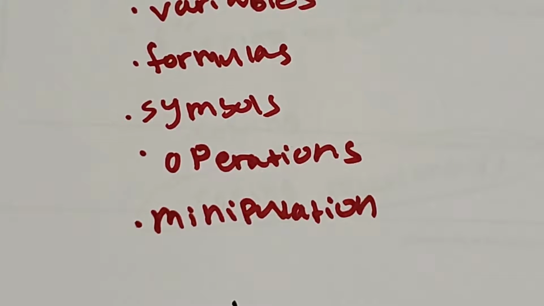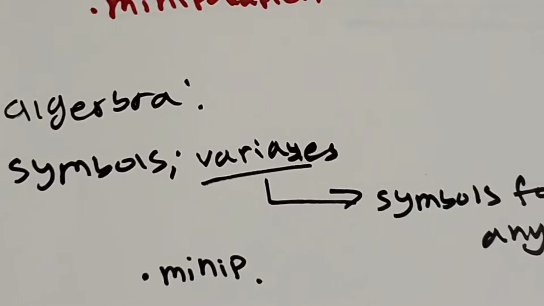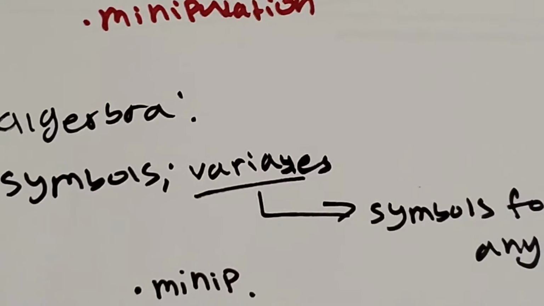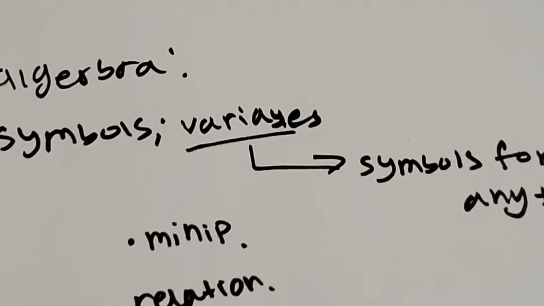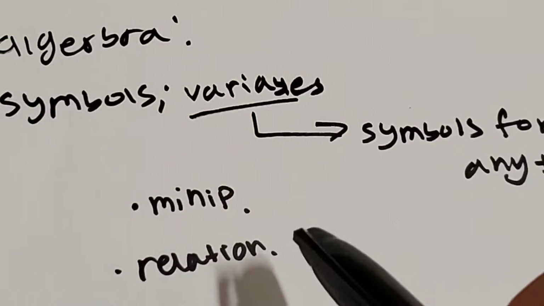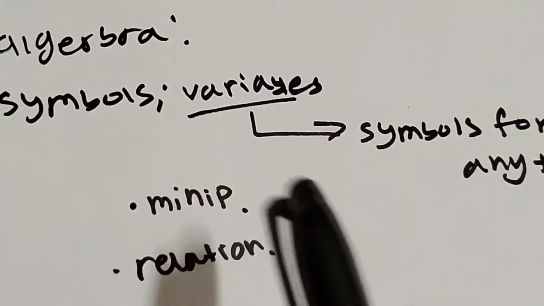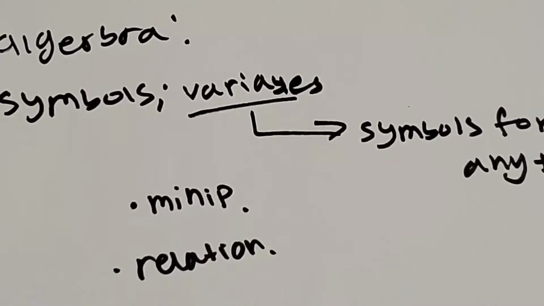Well, algebra is the branch of math that focuses on the relationship between variables, or symbols for anything. So algebra focuses on symbols, or variables as we call them, which are symbols for anything, and how they relate to one another, and how we manipulate them. And we also focus on how our method of manipulation affects the relationship between these variables.